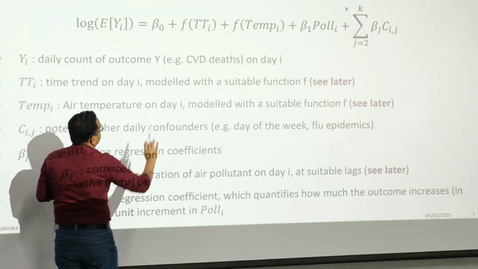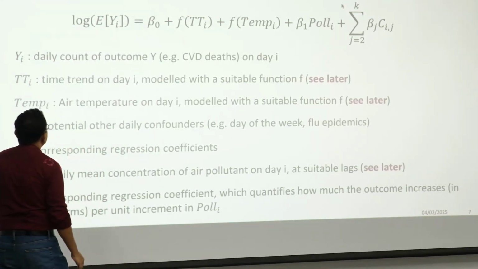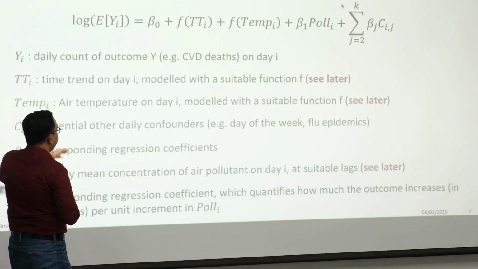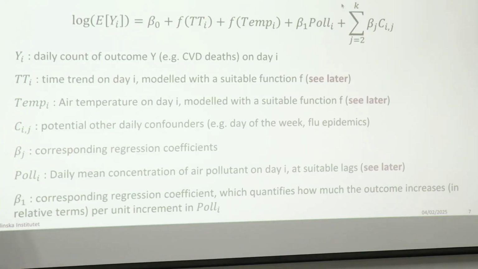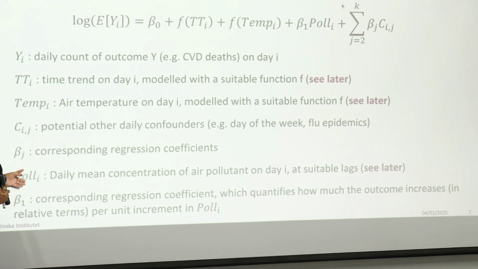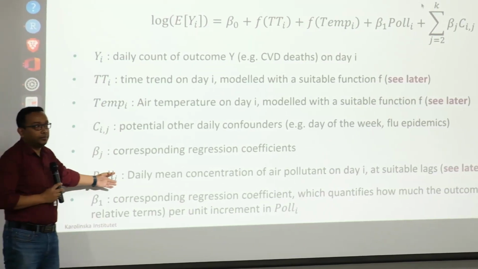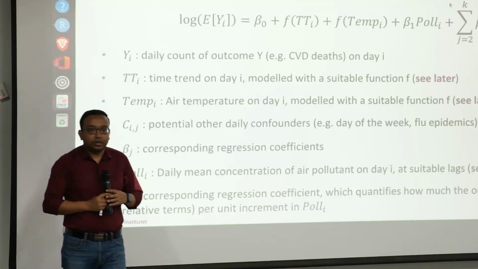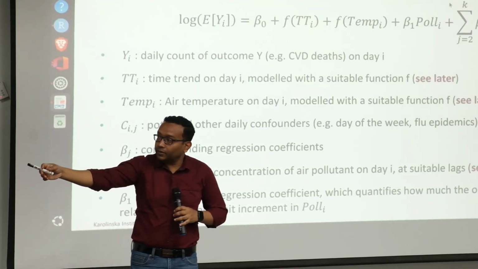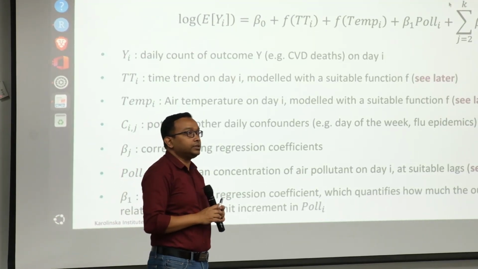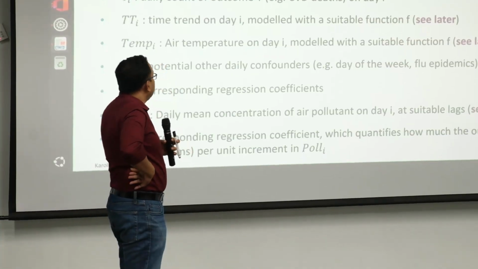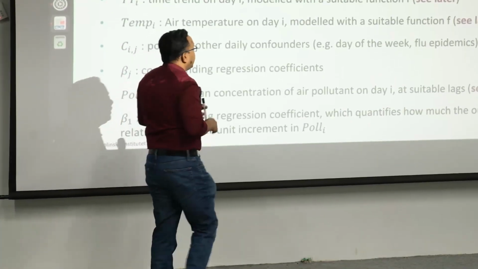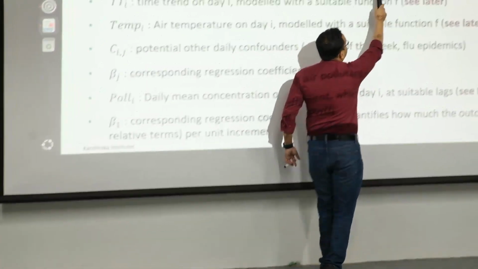Beta naught is an intercept, that's fine. There are quite a few things here that we need to take care of, right? Our interest is in the pollution, because we are looking at, let's say, 2-day PM 2.5 averages. That is the main effect estimate of interest, and that is this one.